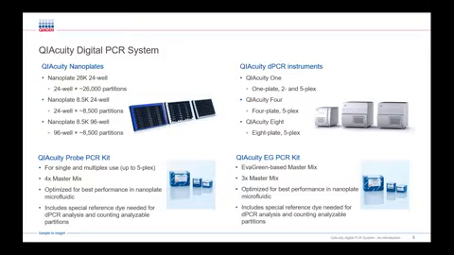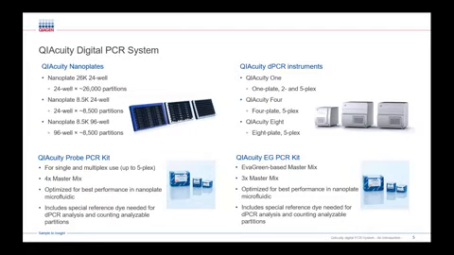First, we have the QIAcuity nanoplates. Both plates come in a standard SBS format. They either have 24 wells with about 26,000 partitions per well, or 96 wells with about 8,500 partitions per well. In the course of this year, we also will launch an additional plate with 24 wells and 8.5K partitions.